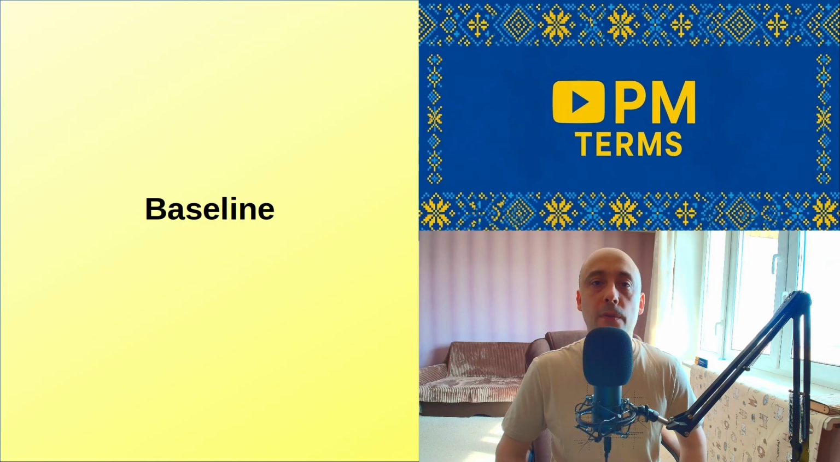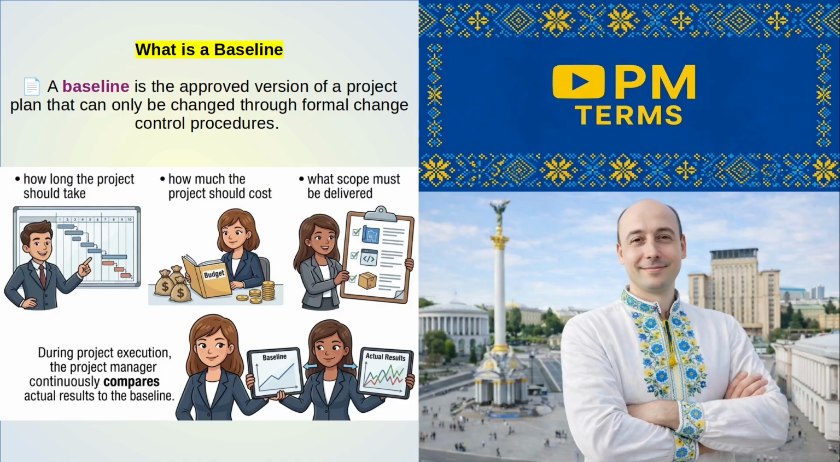Today we will define a baseline, review the three major baseline types, and explain their value. What is a baseline? A baseline is the approved version of a project plan that can only be changed through formal change control procedures. Once approved, the baseline becomes the reference point against which actual project performance is measured.